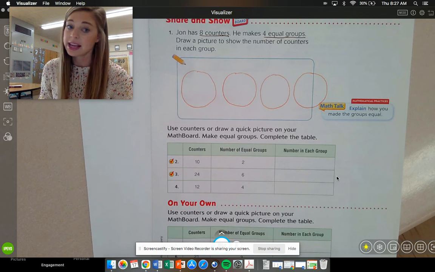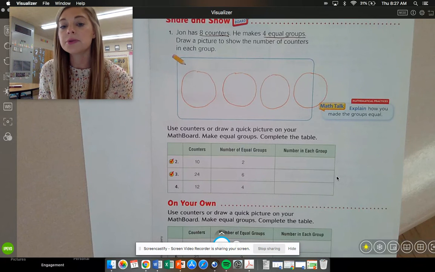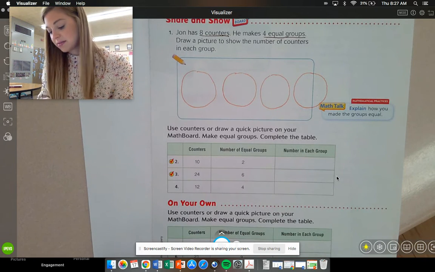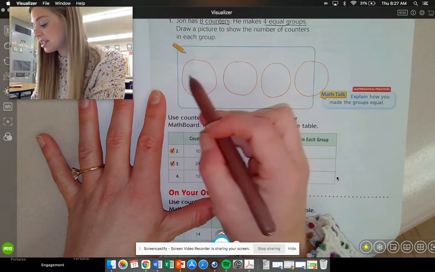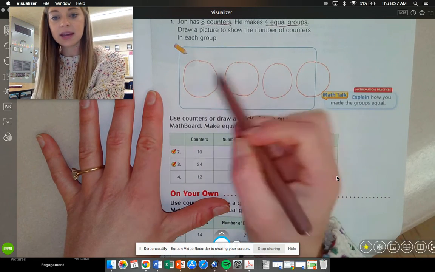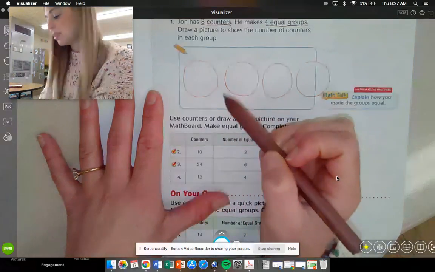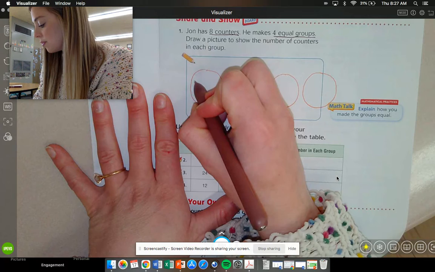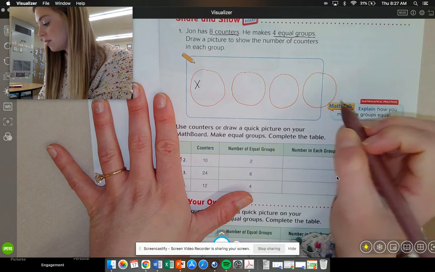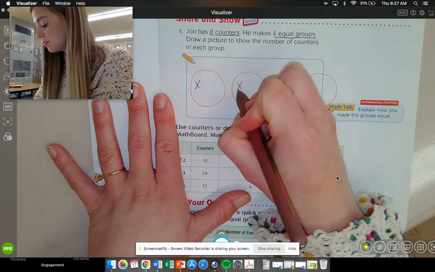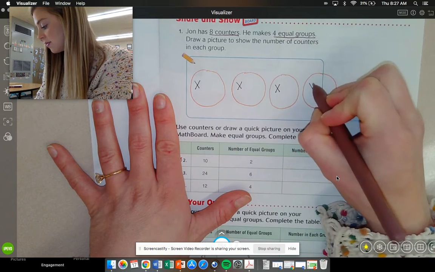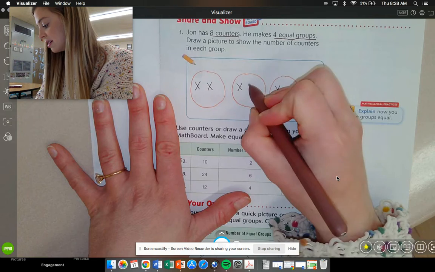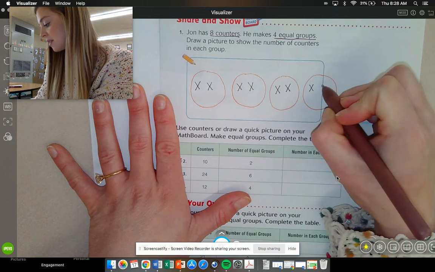So if he has 8 counters and we want to find out how many are in each group, we're going to put 1 in each group until we get to 8. I'm just going to switch over to doing X's. If you want to keep drawing circles, you can, but I'm going to do X's just because I like it a little better. So I'm going to do 1 in each group until I get to 8. 2, 3, 4, not to 8 yet, 5, 6, 7, 8.